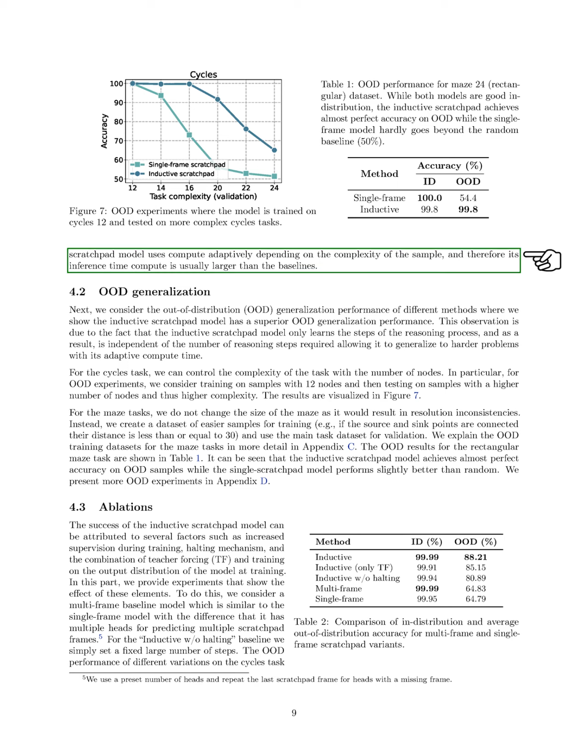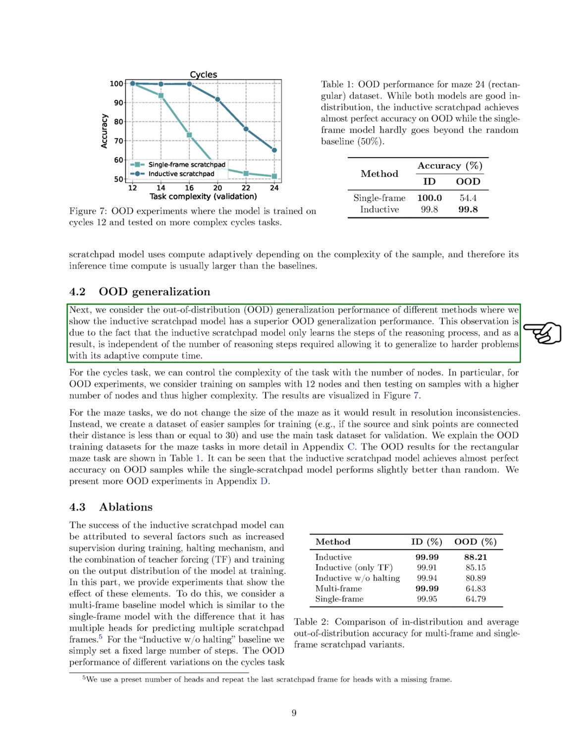Section: OOD generalization. In this section, we examine the out-of-distribution, OOD, generalization performance of various methods, highlighting that the inductive Scratchpad model excels in this area. This advantage arises because the inductive Scratchpad model focuses on learning the reasoning steps, making it adaptable to more complex problems without being limited by the number of steps needed.